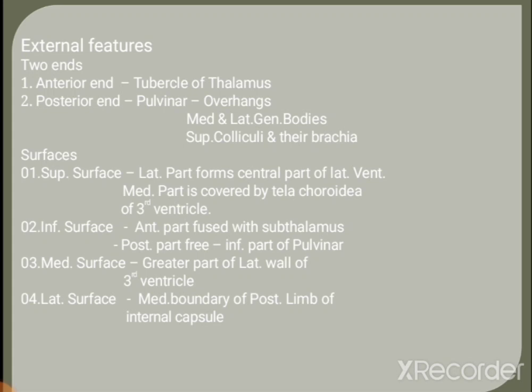It has two ends, anterior and the posterior end. Anterior end is known as tubercle of thalamus, posterior end is known as pulvinar, which overhangs the medial and the lateral geniculate bodies, superior colliculi and their brachia. Then the surfaces are four: superior, inferior, medial and lateral.